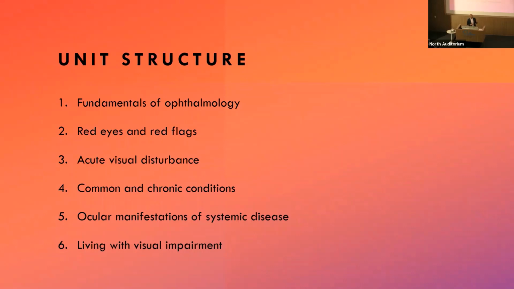You've then got systemic disease, which creates ocular manifestations, so things like hypertension and diabetes. And then there's some stuff on the impact of visual impairment. What's it actually like to live with a visual impairment? What are the most common causes? A bit of epidemiology, that sort of thing. So that's more or less the content that we want you guys to know.